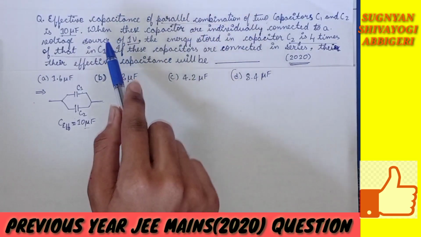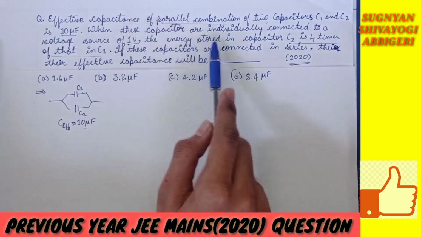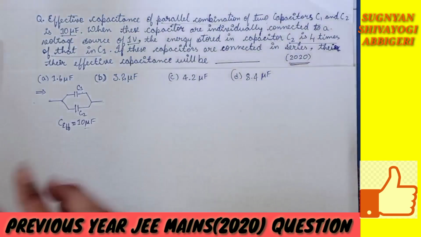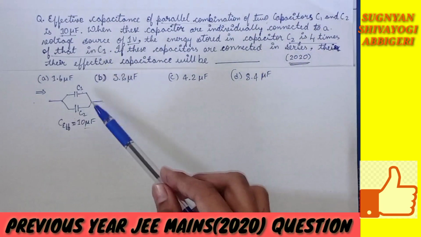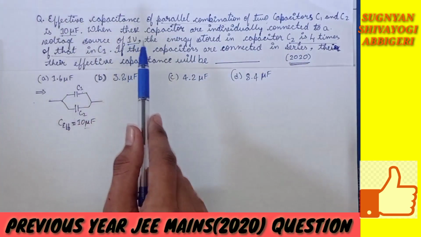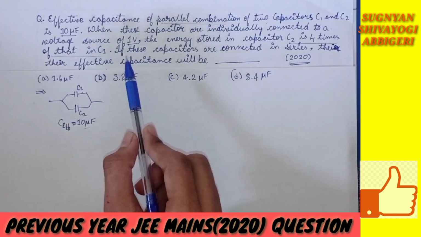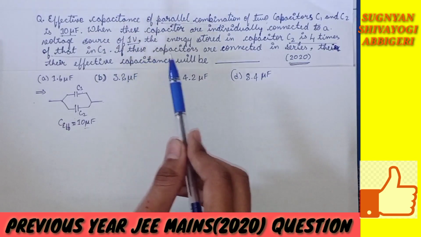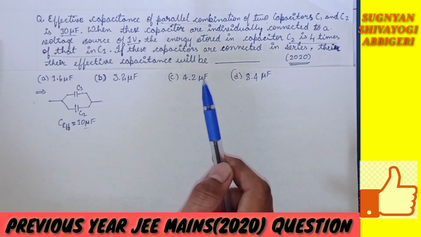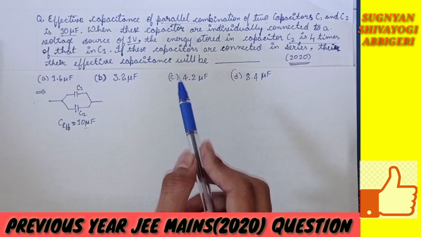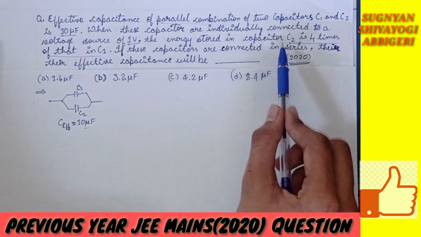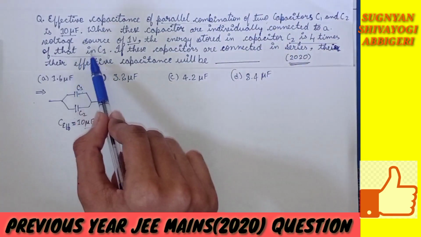Then moving ahead in the question, when these capacitors are individually connected to a voltage source of 1 volt. Individually connected means we are breaking down the two capacitors from this circuit, and separately connecting them to a voltage source of 1 volt. Voltage source means any battery. Whenever we connect any capacitor to a battery, some energy is stored in the capacitors. The question also says that the energy stored in capacitor C2 is 4 times of that in C1.